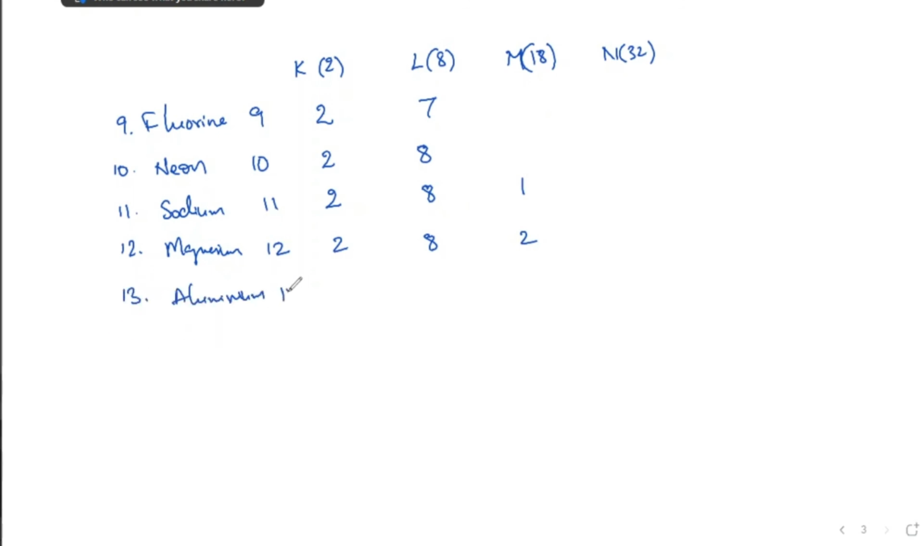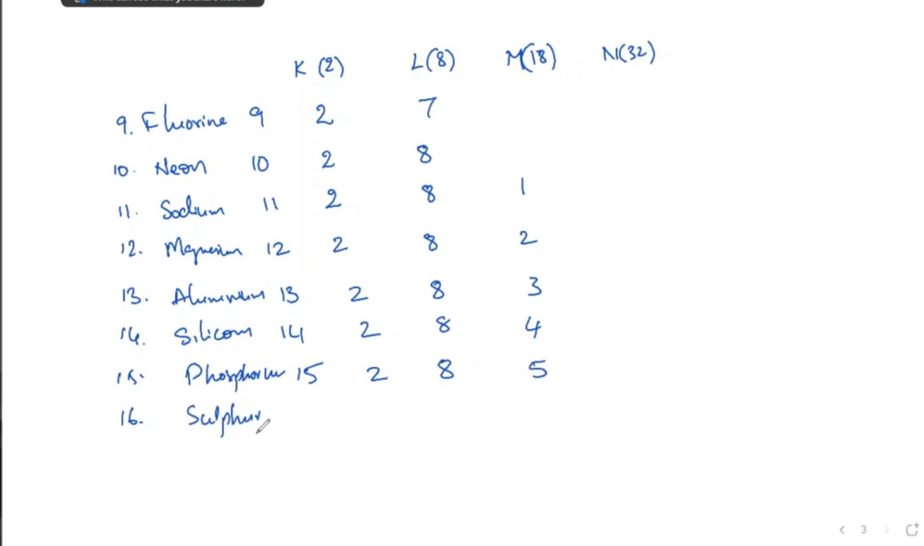For aluminium, whose atomic number is 13, the electronic configuration will be 2, 8, 3. For silicon, the atomic number is 14, so 2, 8, 4. And for phosphorus, whose atomic number is 15, its electronic configuration will be 2, 8, 5. And for sulfur, the atomic number is 16, hence the electronic configuration will be 2, 8, 6.